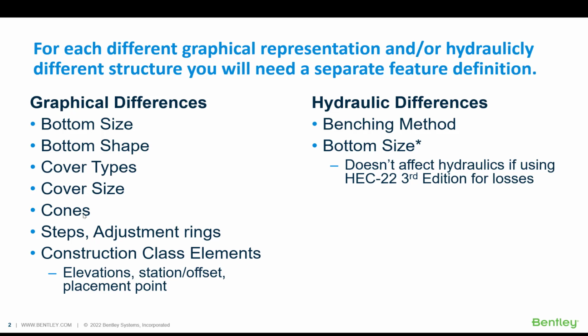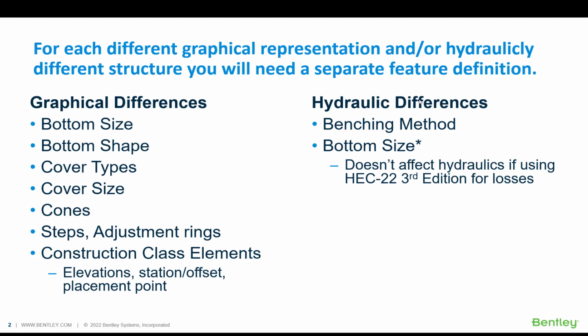Another option is not to model the cone at all, and then you're just going to adjust the height in the bottom vault completely, and then maybe through attribution you could say whether or not it has a cone and what height that cone is going to be. Same concept with steps or adjustment rings. This is better handled through an attribution instead of graphically. And then the construction class elements are going to be very similar to what we saw with an inlet. We're still going to have that varying height, so we're going to have a top cell and a bottom cell, as well as a plan cell.